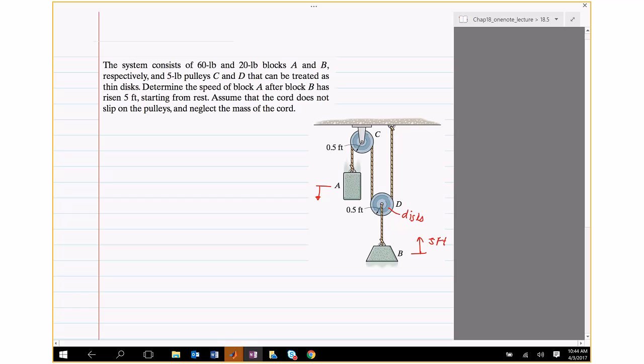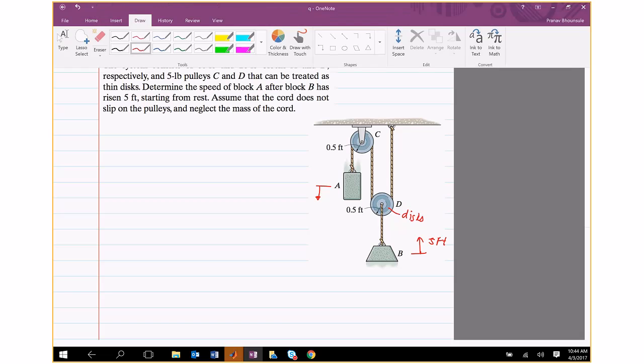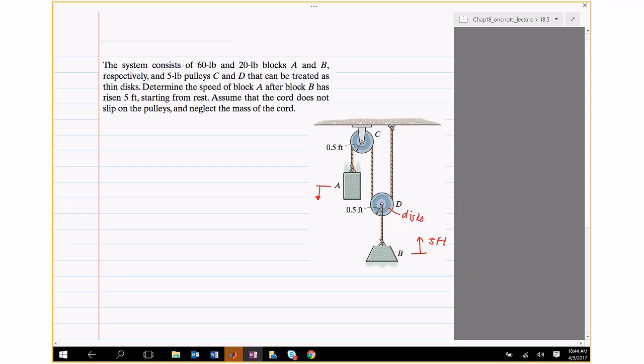So when this thing is released, because A is heavier and because of the kinematics, A tends to go down, B goes up. You're going to find the velocity of both A and B when B has moved 5 feet. Okay. So is this a problem of conservation of energy? Is there friction? There's no friction. There's only gravitational potential, and there is a kinetic energy change, right? So it is a problem of conservation of energy.